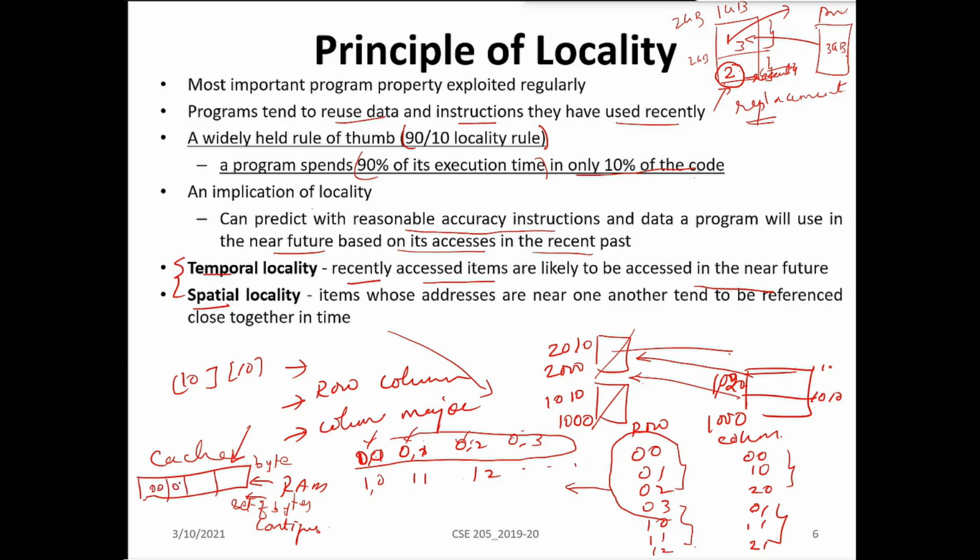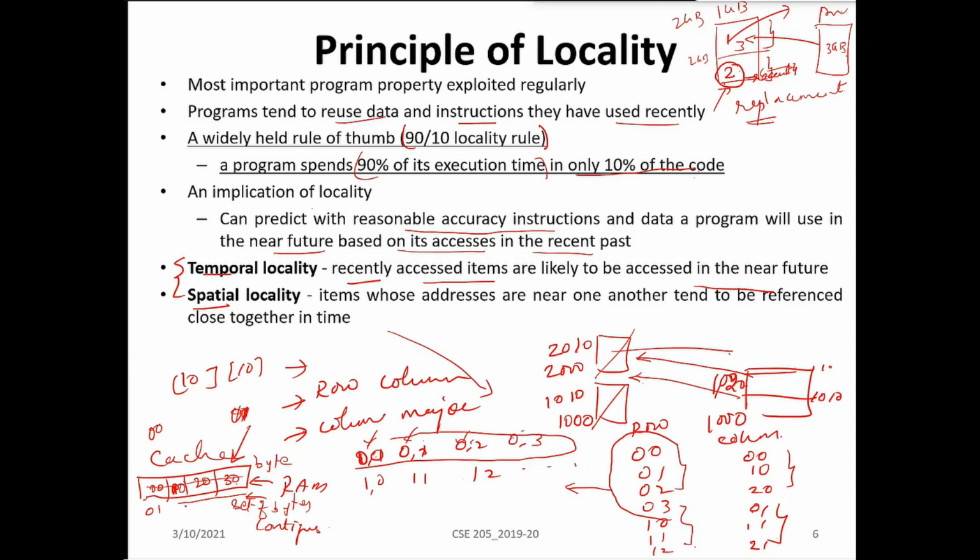See, it will be like this: 0 0. Suppose it is column major order, it will be 0 0, 1 0, 2 0, 3 0. After fetching 0 0, I now need 0 1. What will happen now? It won't be in the cache, and immediately it will be flushed. You understood? It will be flushed.